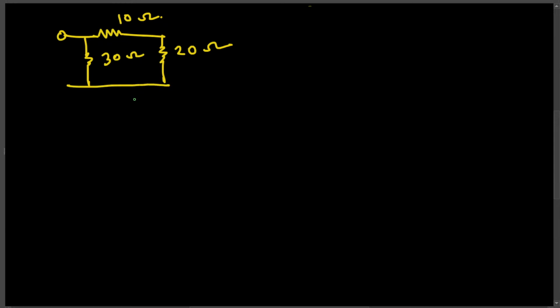How can we simplify this one? Here you can see we have a 10 ohm resistor and a 20 ohm resistor in series. If they are in series, we can add them together. 10 plus 20 is 30. So the equivalent circuit is going to look like this. You're going to have a 30 ohm resistor right here, and this is also a 30 ohm resistor.